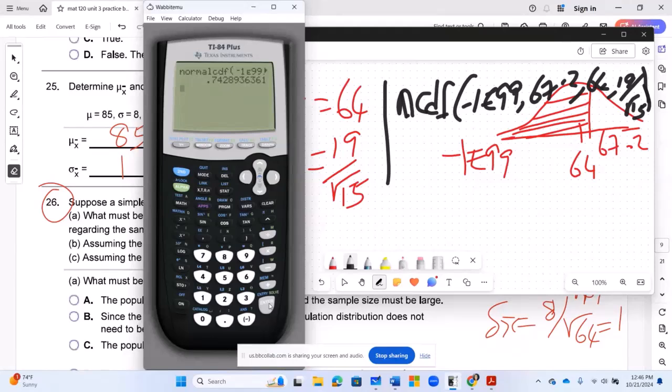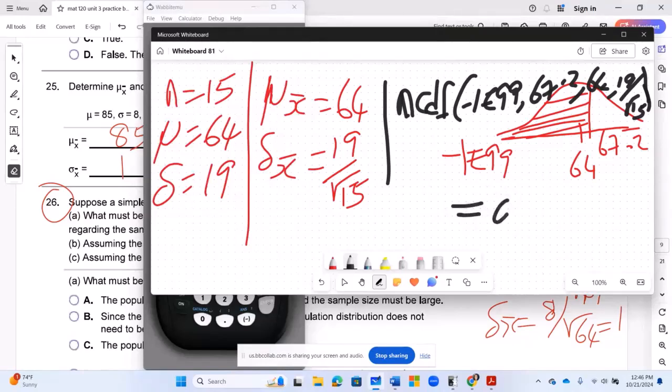So the area to the left is 0.743. So that is 74.3%. And this can also be called percentile. So it is 0.743 percentile. So the area to the left of 67.2 of that data is 74.3% or 0.743. So we have answered this question.